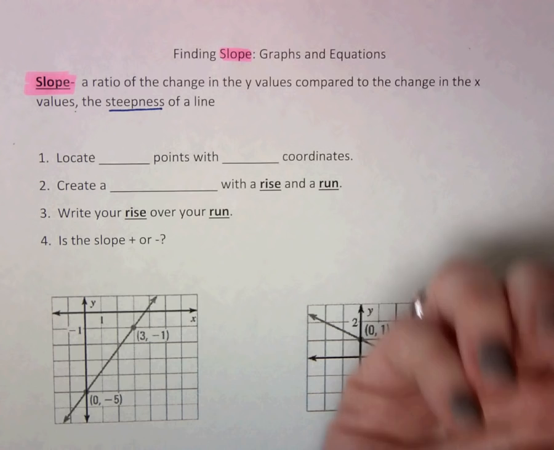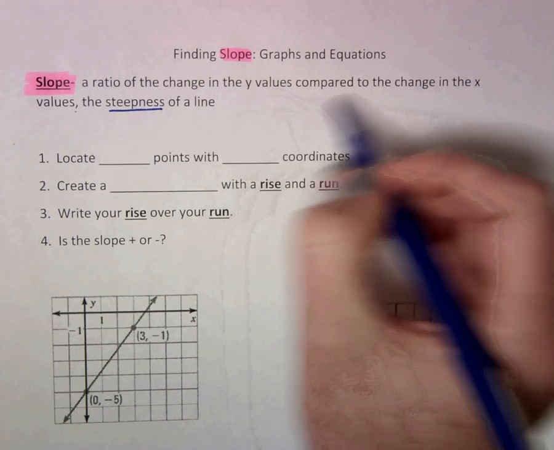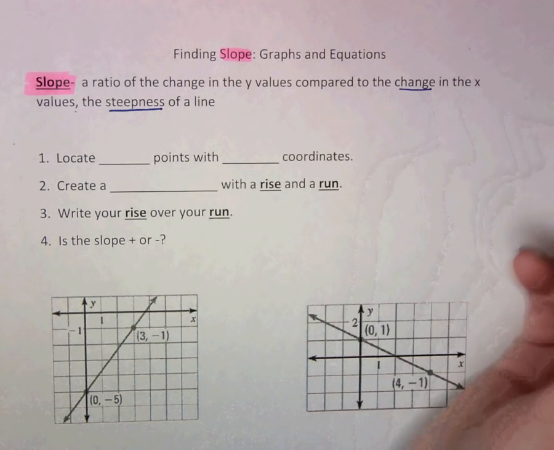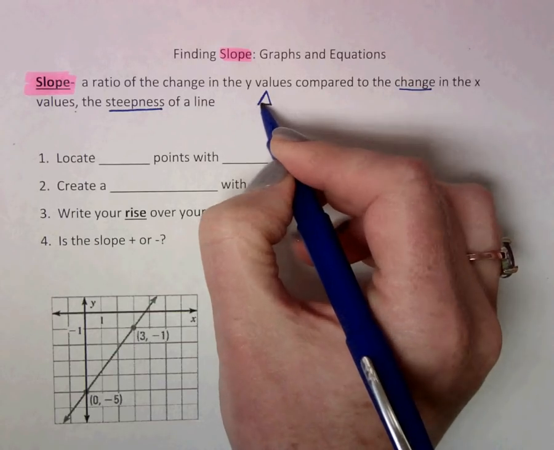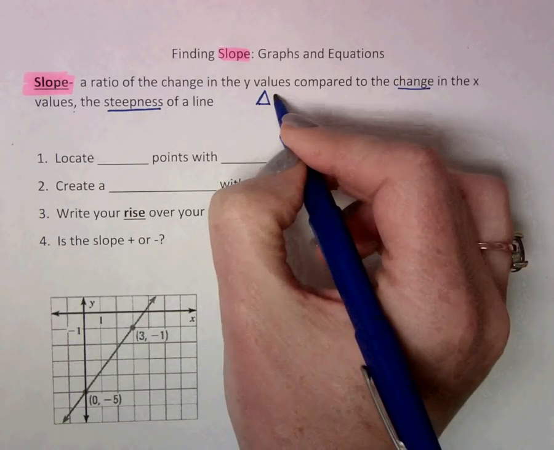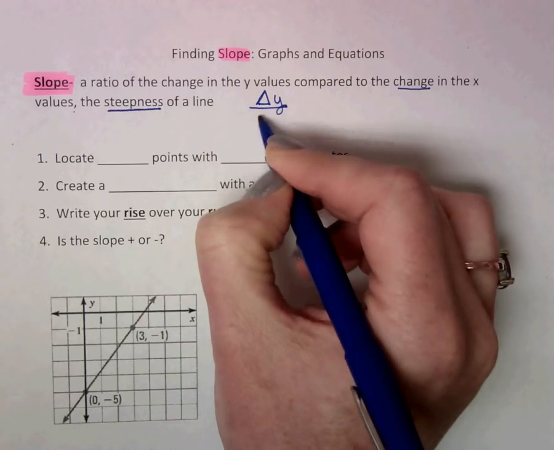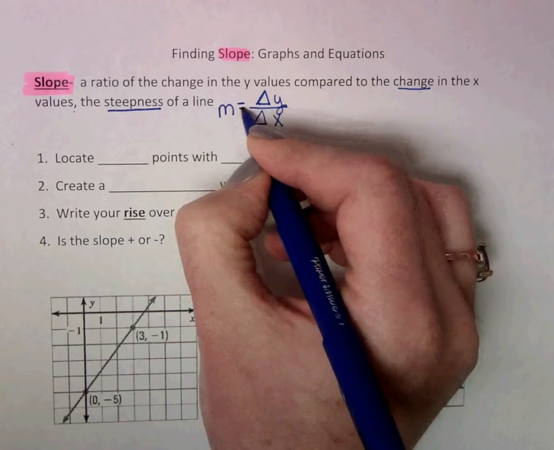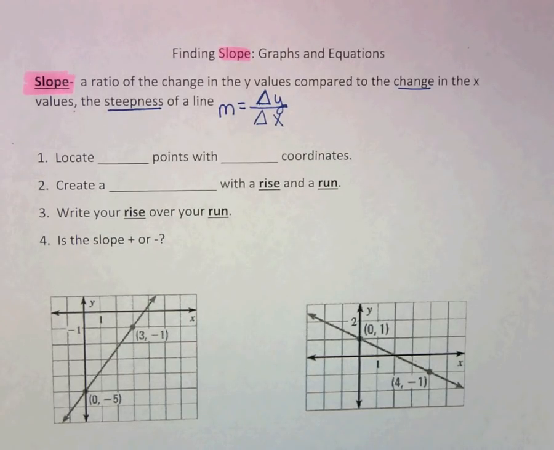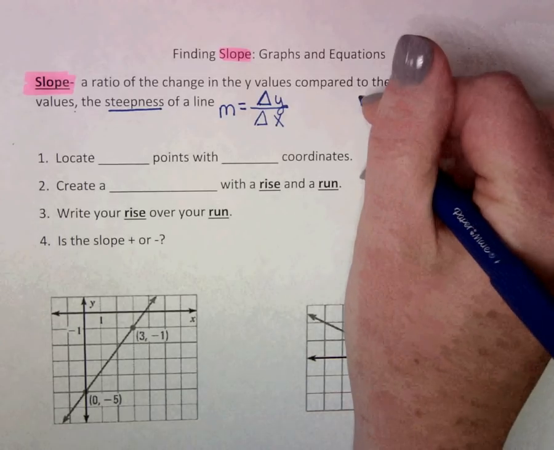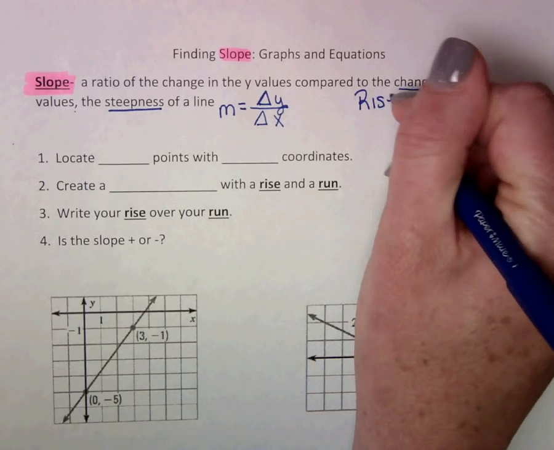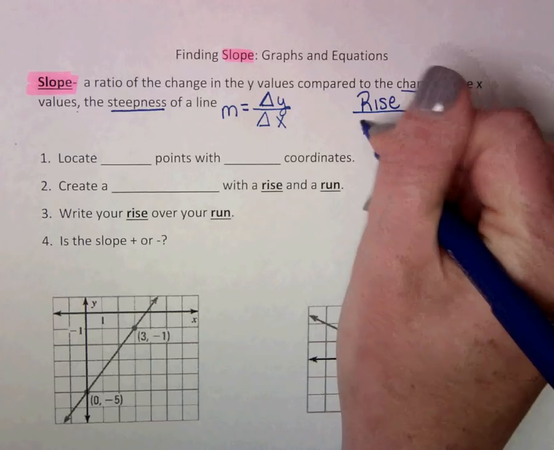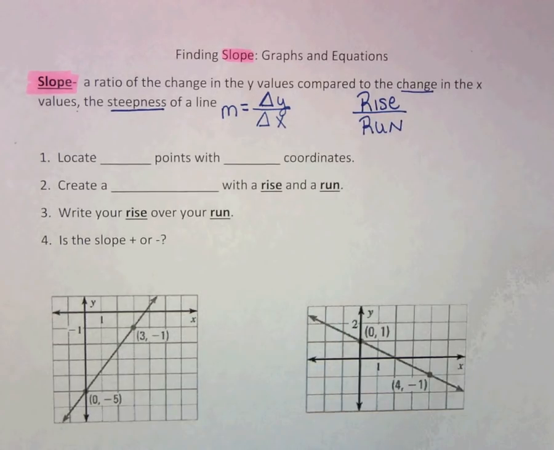Some other ways you might see me write it or refer to it: change in y over change in x. The symbol for change is a triangle, so a lot of times you'll see me draw a triangle, the change in y over the change in x. We already learned that slope is represented with a variable m. Sometimes, and we're going to use this a lot today, slope is referred to as the rise over the run.